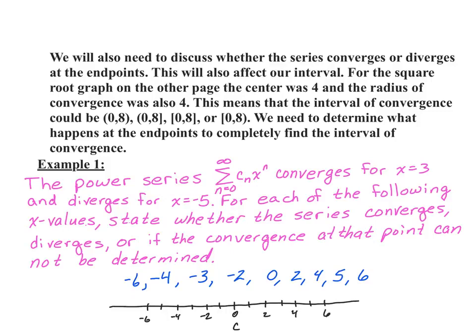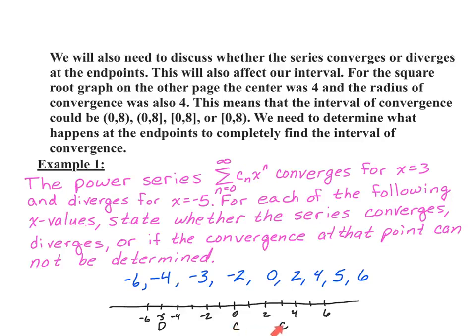All right, so let's indicate what is happening on this. The problem says that this converges when x is 3. All right, so it's converging right here, and diverges when x is -5. So we're diverging over here at -5. All right, so what's happening at all of the other points? Well, what we want to look at then is what's happening from here to here.